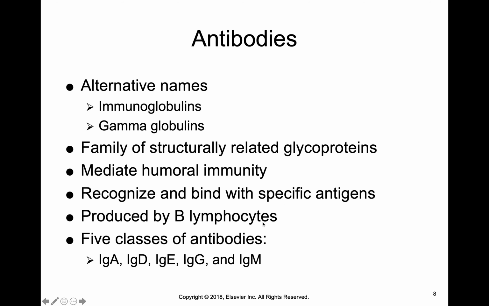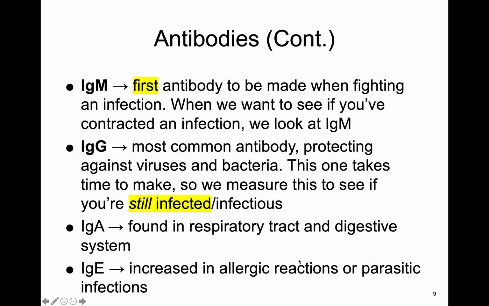So when the B lymphocytes are presented with a specific antigen belonging to a specific foreign invader, those antibodies are produced. And they come in 5 different flavors, if you will: IgA, IgD, IgE, IgG, and IgM. So this slide I just kind of point out the more important ones, I think.